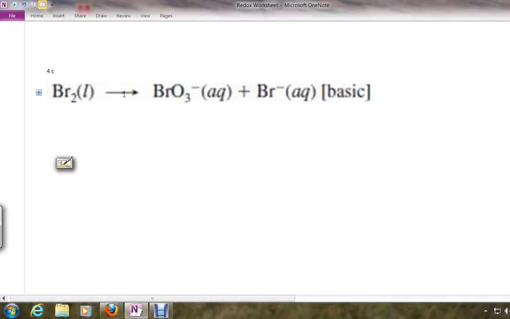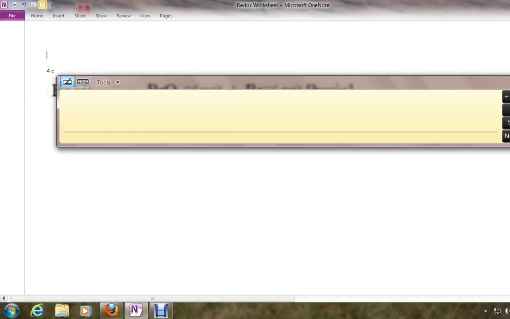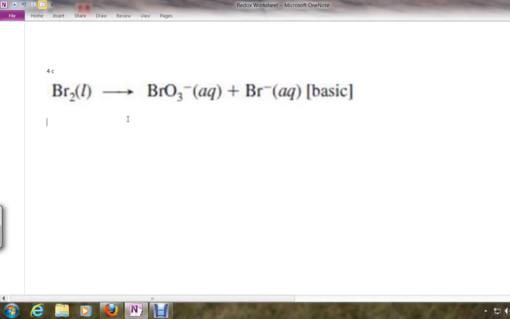Okay, let's go with number 4C. I don't know if you can see it here, 4C. It's interesting, that's why I picked it, because here you only have one element, one molecule. It's bromine, and the bromine is being oxidized and at the same time is being reduced.